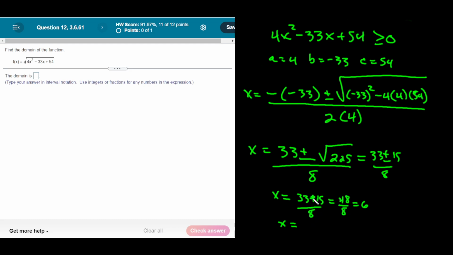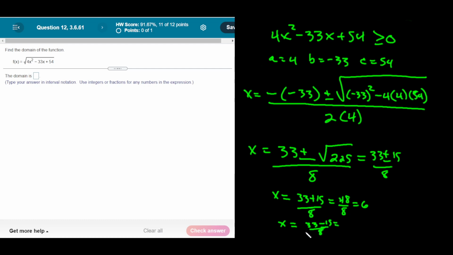We could have factored that last problem. We needed a 33, not a 3. Why did I just put 1, 3? Anyways, man, I'm slacking. 33 minus 15. Oops. Minus 15 over 8.